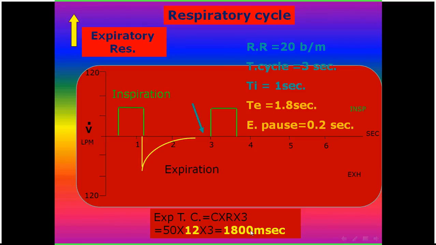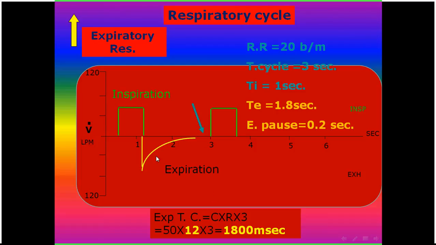So the time required for the exhalation, this is the expiratory time constant, multiplied by 3, which is the time required for the exhalation of this tidal volume, will be 1.8 seconds. So this patient's respiratory rate is 20, the duty cycle is 3 seconds, 1 for inspiration and 1 for expiration.